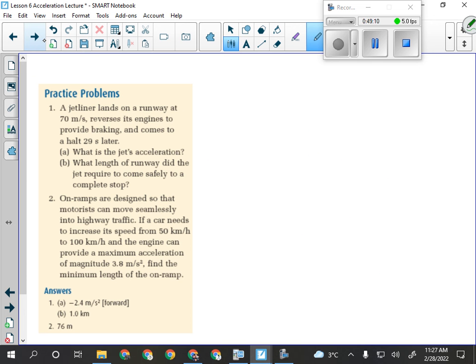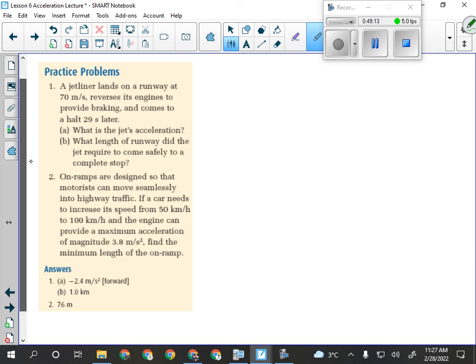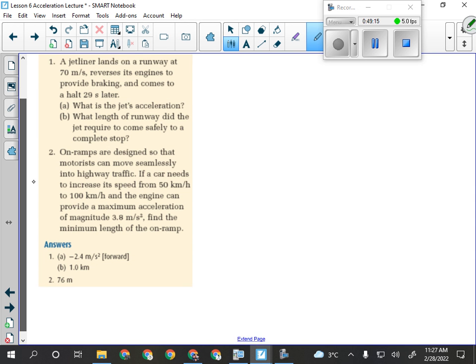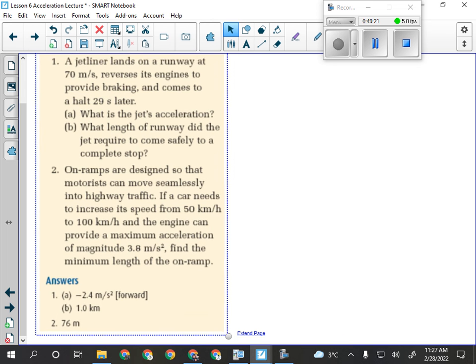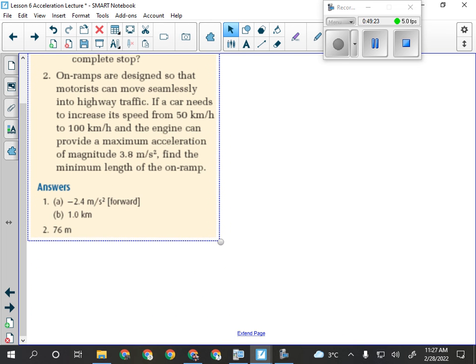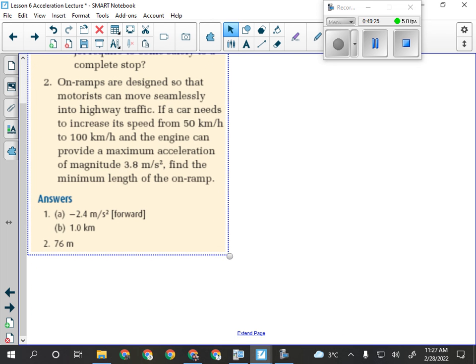Okay. All right, try these ones. Let's not do number 1 though, because number 1 actually doesn't require us to use this formula, but number 2 does. So let's have you try number 2. Okay, remember to convert your kilometers per hour to meters per second.